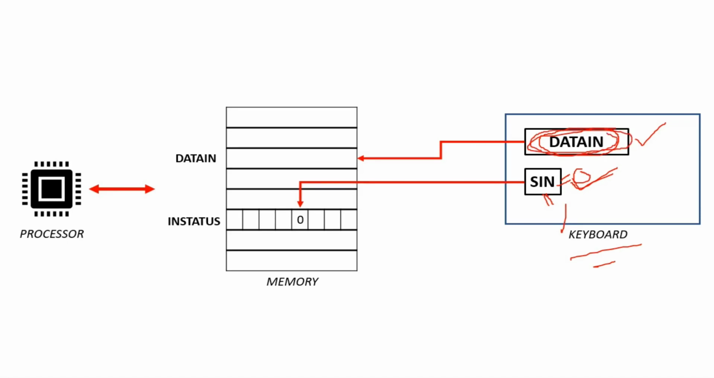But for reading the data in buffer or the SIN flag, the processor is not directly connected to this device. Here the keyboard is not directly connected to the processor. Instead of a direct connection, the keyboard data in buffer is connected to one of the bytes in memory, and the processor refers to the address of that byte. Here I have called that address data in. That address is symbolized as data in. So the processor makes use of that address to communicate with the keyboard. Let us see how exactly it works.